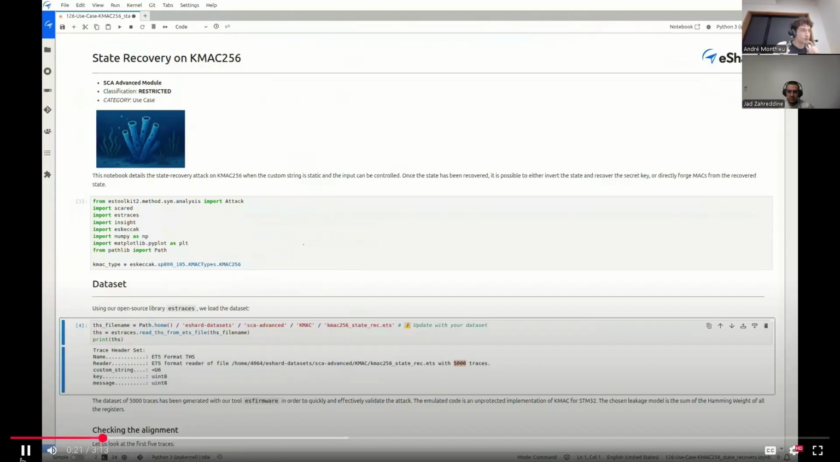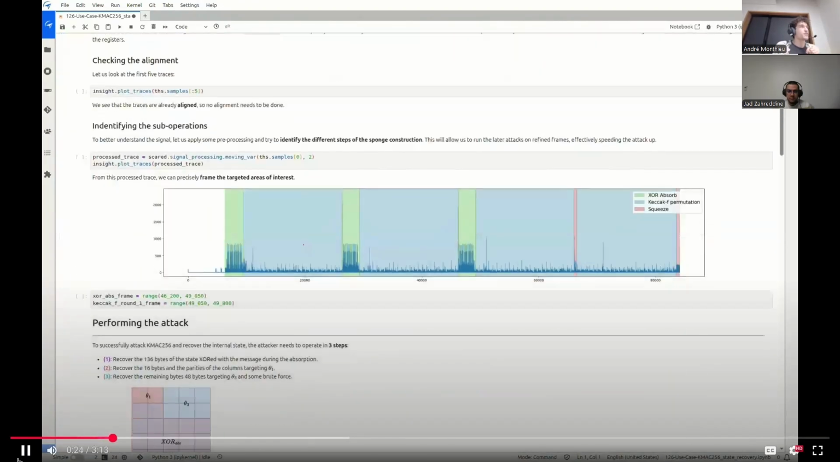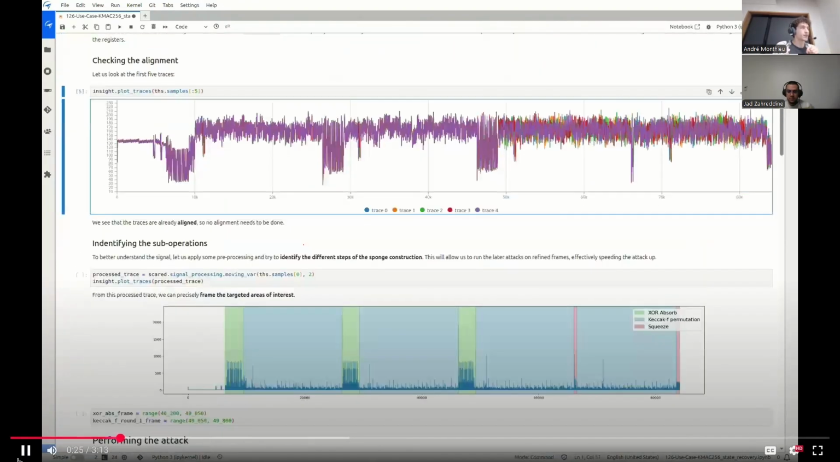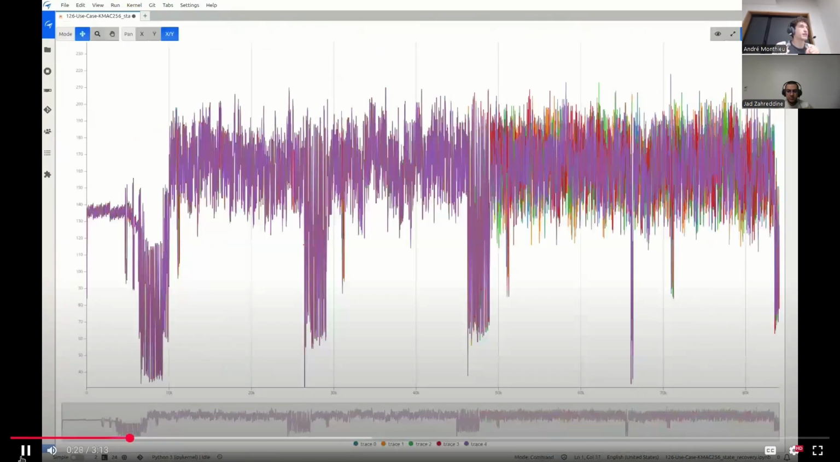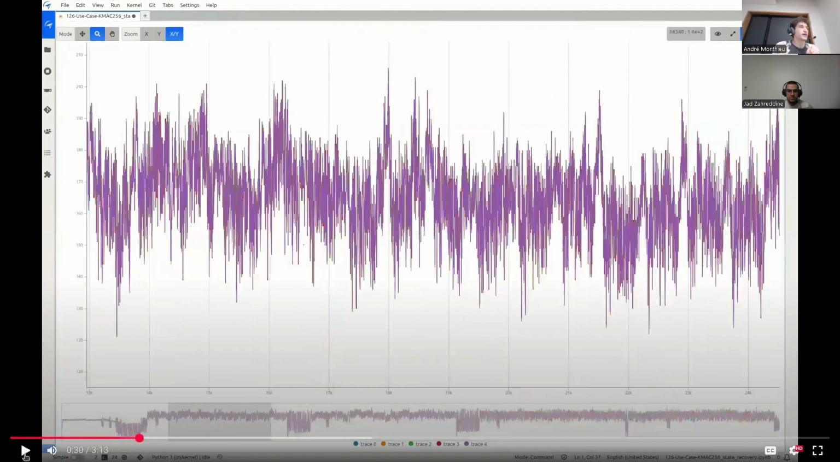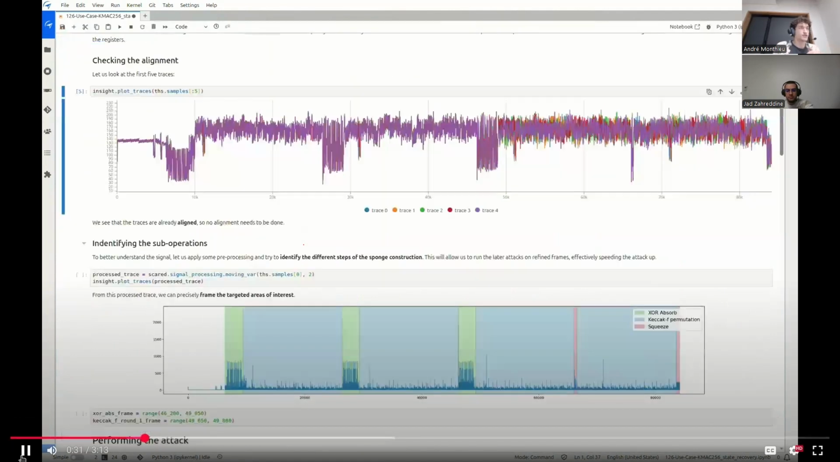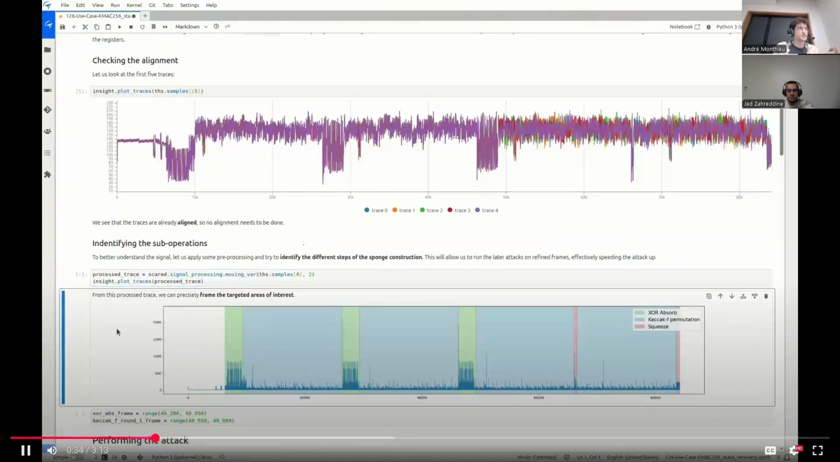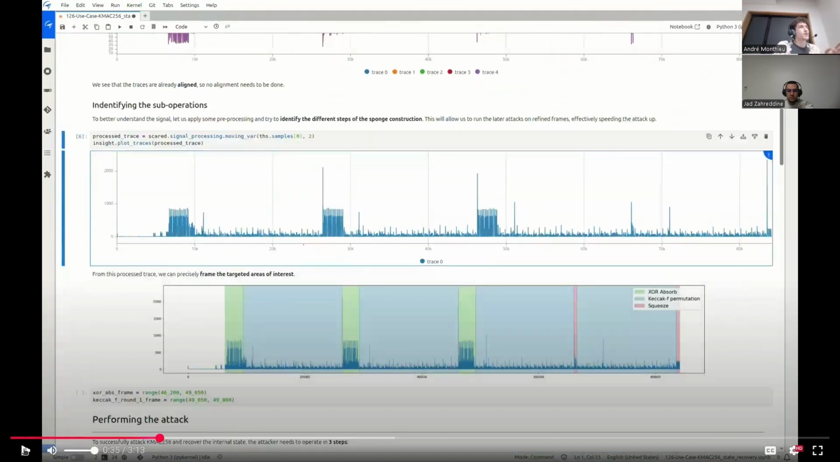Then we check for alignment. Let us zoom in a little bit. As you can see, there is no jitter at all. It is really fully unprotected. So there's no synchronization to be done here. But we would like here to identify the suboperations a little bit better.